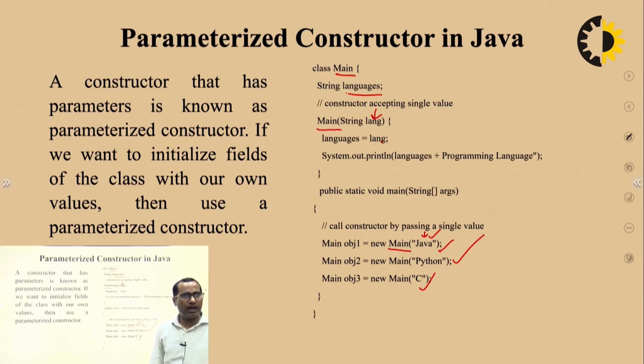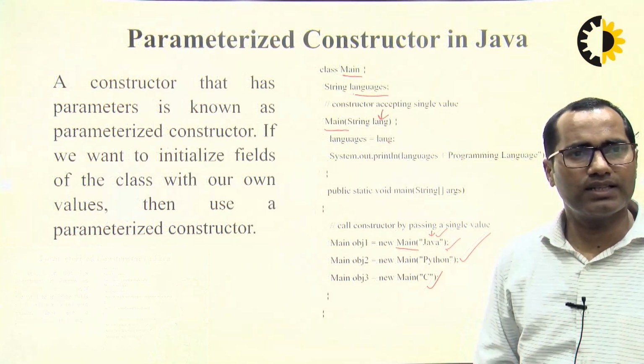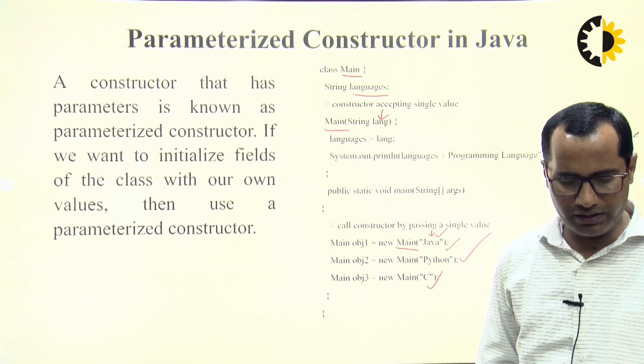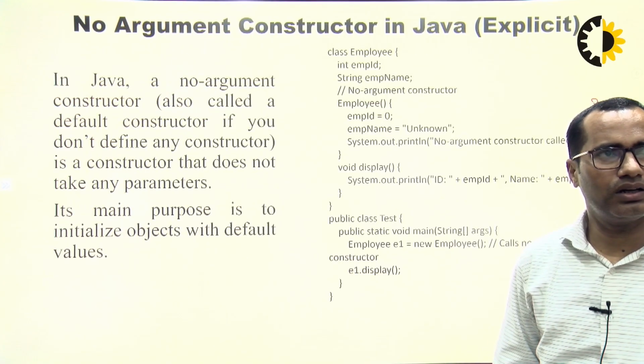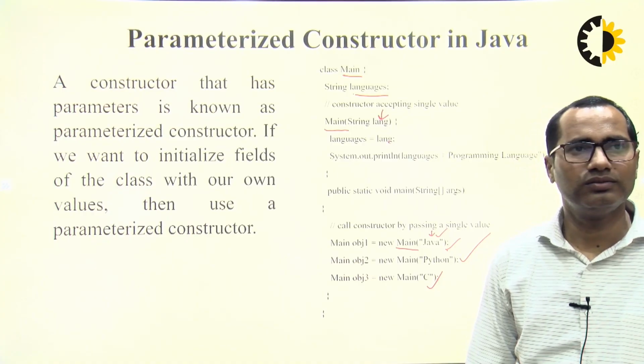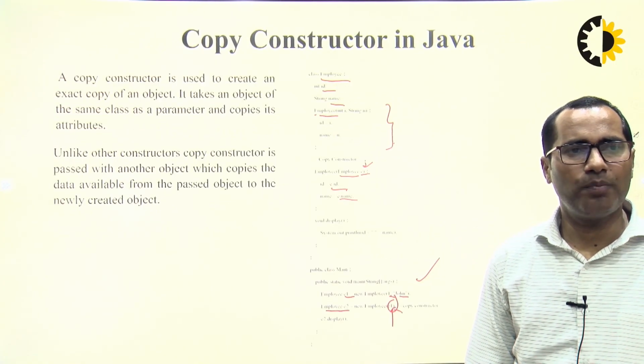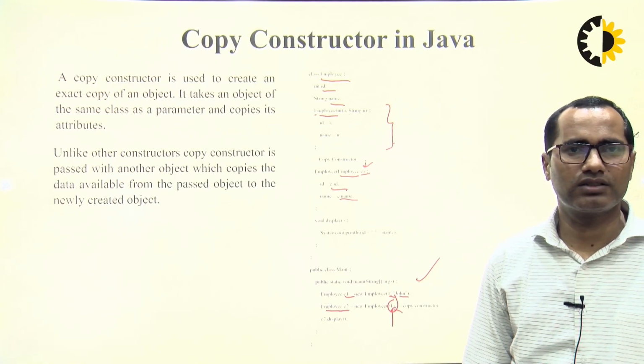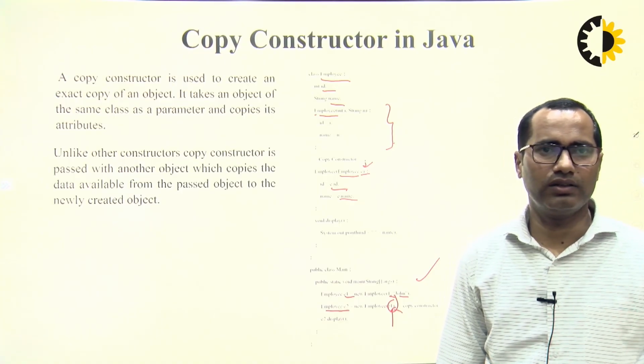As we have seen, in the parameterized constructor we just passed the values, in the no argument constructor we passed nothing, and in the copy constructor we passed just the object of the same class.